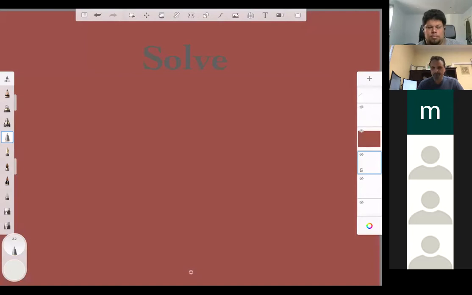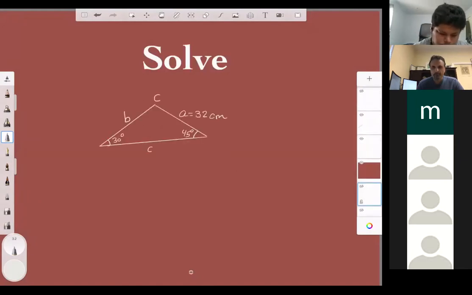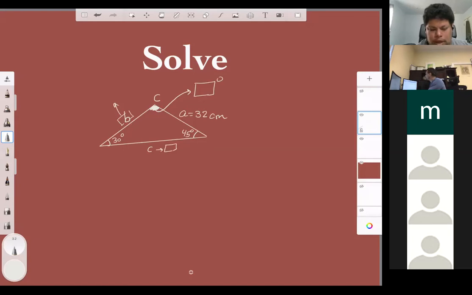So now we're gonna solve. Now I'm gonna ask you guys, solve for C here. What is the measure of this C in degrees? Also, I'm going to ask you guys, what is B and what is C? Any idea? We will use the Pythagorean theorem.